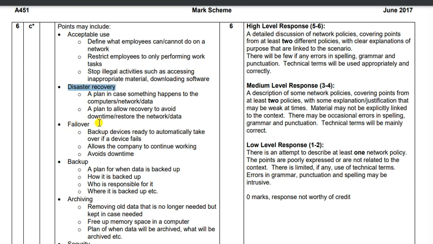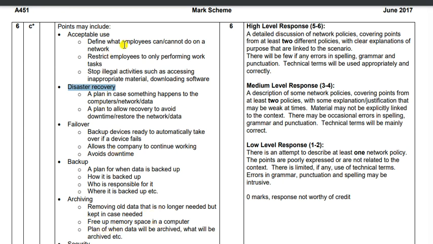Then we have the failover. In case a failure happens, how the backup devices are ready to take over from the devices which have failed and allow the company to continue working, with minimum downtime. Then what are the backup facilities, how they will be implemented, who is responsible for it. Then archiving, that is how to maintain the archives and free up the memory space in the computer.